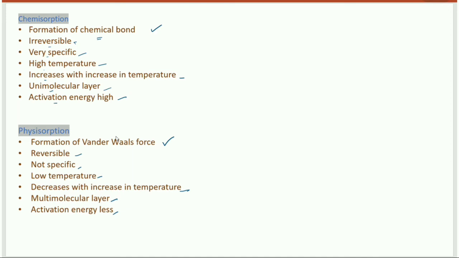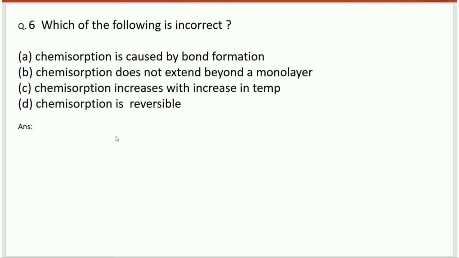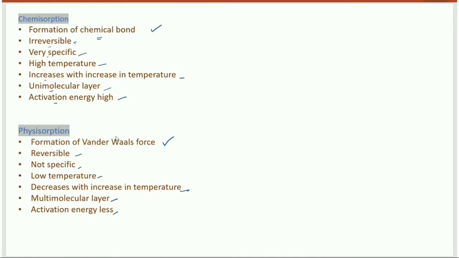So the question is, which of the following is incorrect? Chemisorption is caused by bond formation, that is correct. Chemisorption does not extend beyond a monolayer, that is also right, because chemisorption is monolayer and physisorption is multilayer. Chemisorption increases with increase in temperature, that is also right. Chemisorption is reversible? No, chemisorption is irreversible. So the incorrect statement is that chemisorption is reversible.